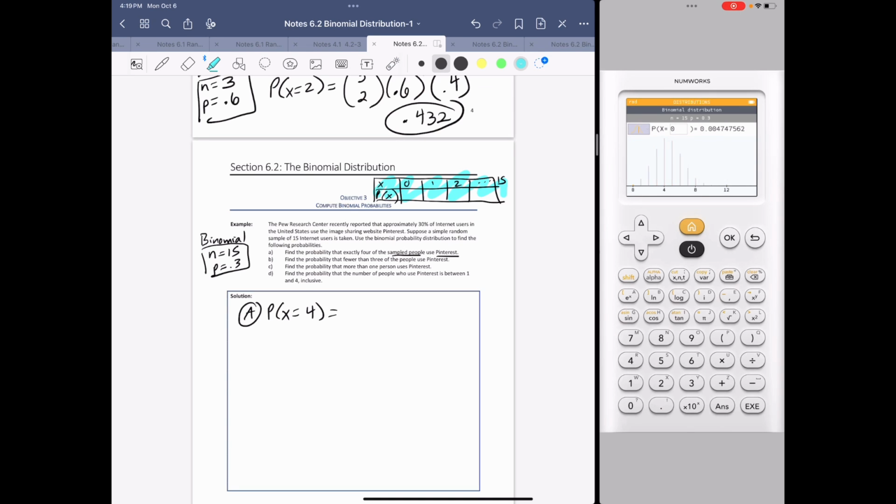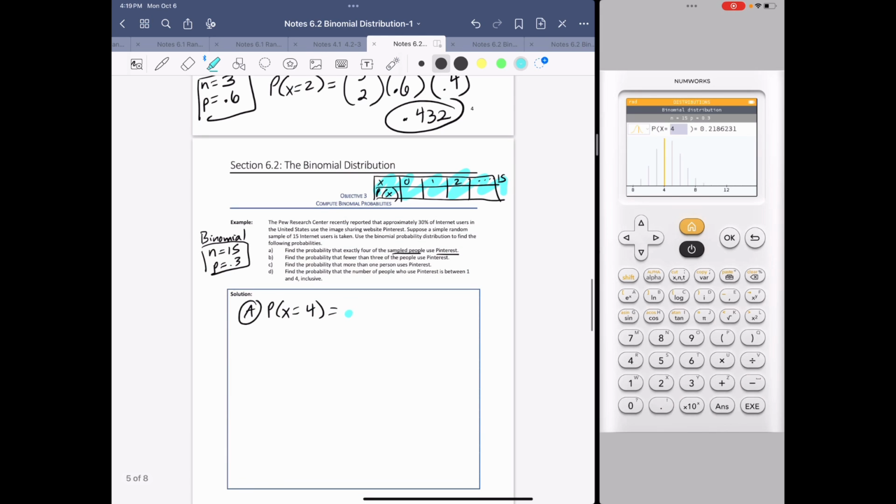So I'm going to hit enter, and I'm going to say, okay, what's the probability that X is 4? I'm just going to go here and type 4 and hit enter. And it does that formula for you. We're going to give 4 decimals for this. So for my decimals, I'm going to say 0.2186.